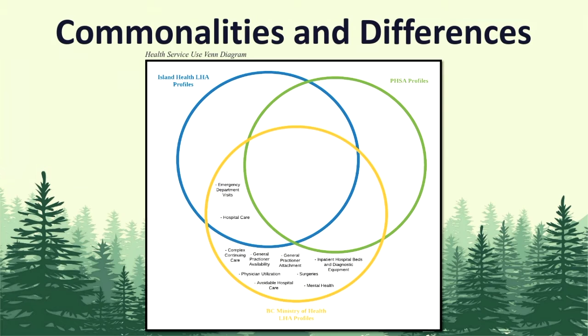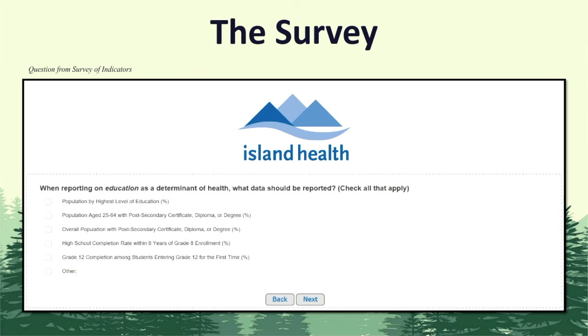And then in terms of health service use, this diagram really illustrates how different community health profiles can be, even though they have a common goal. As you can see here, the Ministry of Health puts a lot of emphasis on health service use in their reporting, whereas the other profiles barely touch on this, if at all. So all three profiles aim to serve the same purpose, to give an overview of the factors impacting the health of a population. And they all do this in slightly different ways using several different indicators.